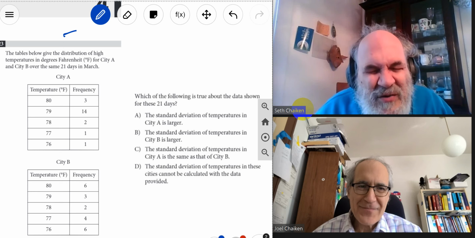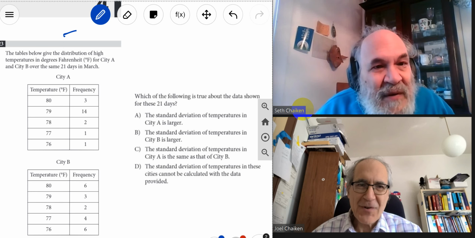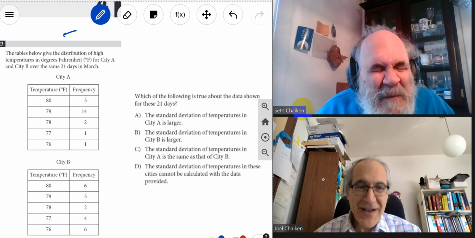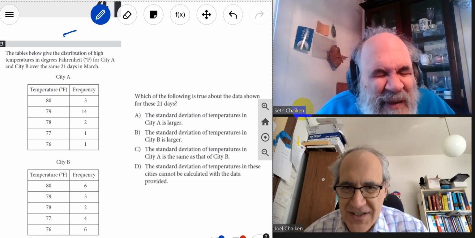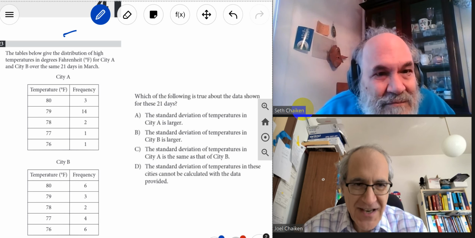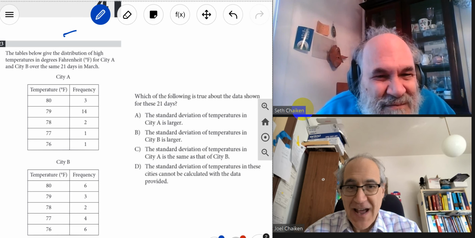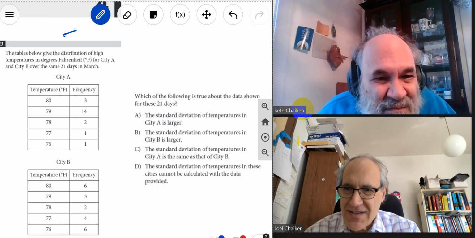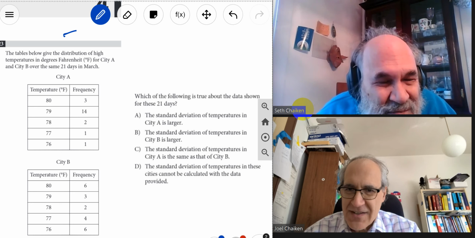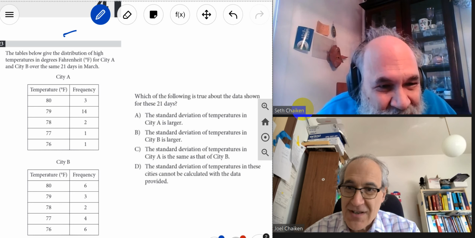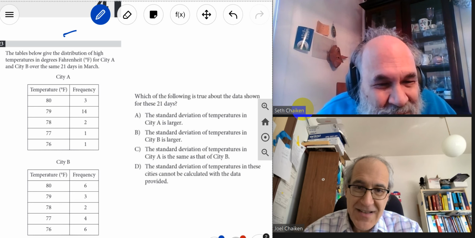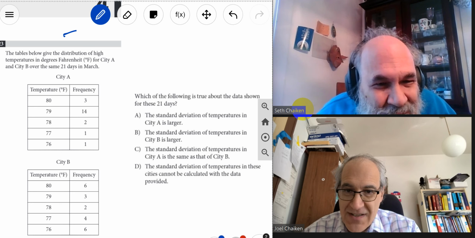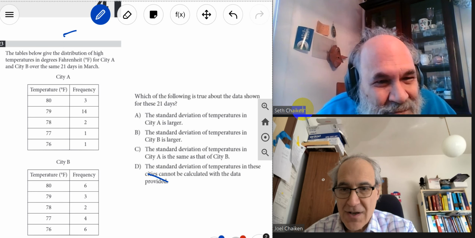So we're reading the tables. Now we are going to read the question. Which of the following is true about the tables? Now we have to read this really carefully. The standard deviation of temperatures in city A is larger. The standard deviation of temperatures in city B is larger. The standard deviation is basically the same. The standard deviation in these cities cannot be calculated with the data provided, so I don't think that's true, right?